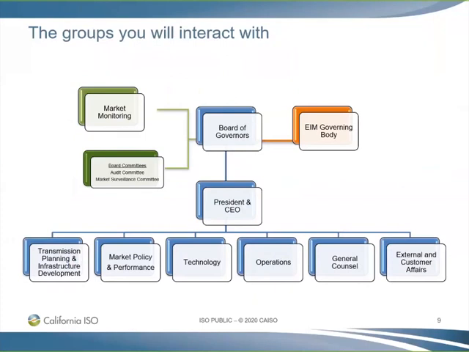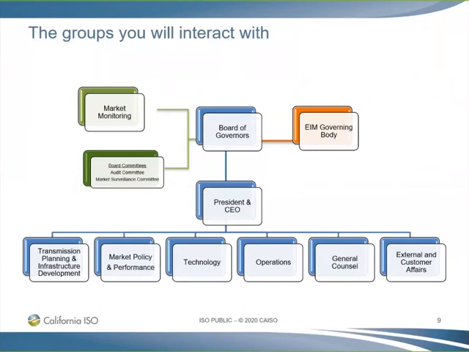Here you see an organization chart of how the ISO is structured, which includes the various teams you would most likely interact with. Using our Board of Governors as a starting point, you can see the relationship between departments, committees, and regional entities. Our board is comprised of 5 members that each serve a staggered 3-year term and are appointed by the Governor of California. Our Department of Market Monitoring reports directly to our board and is responsible for ensuring that the market remains competitive by analyzing market trends and market initiatives, identifying potential anti-competitive market behaviors or market inefficiencies, and enforcing FERC decisions. In order to provide transparency, the Department of Market Monitoring produces regular reports that are available on our website.